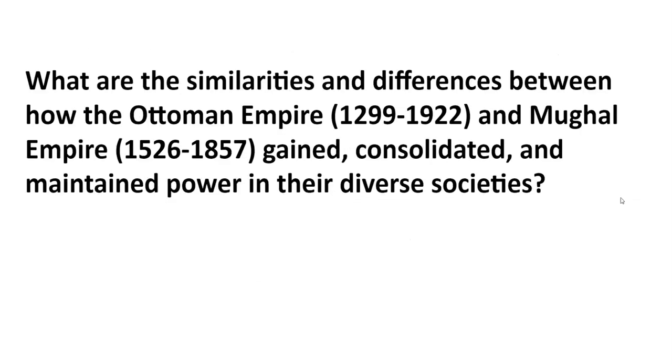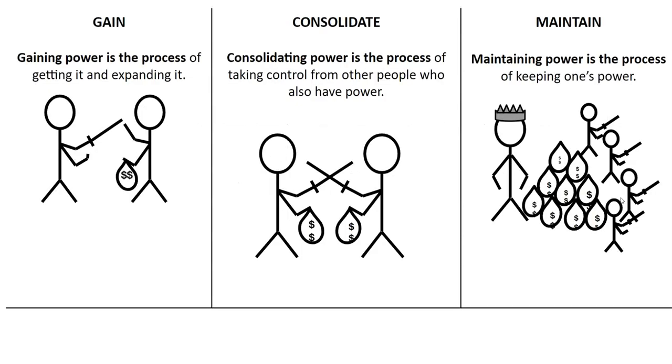trade networks. So today we're going to focus on the similarities and differences between the Ottoman Empire and the Mughal Empire and how they gained, consolidated, and maintained power in their diverse societies. So we're going to start with the Ottoman Empire, but first, just to make sure you understand what those terms are. Gaining power is the process of getting and expanding it.